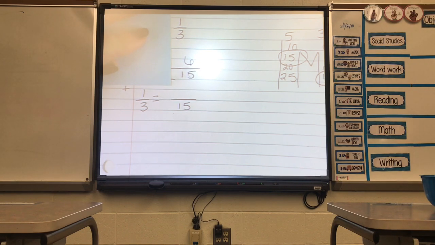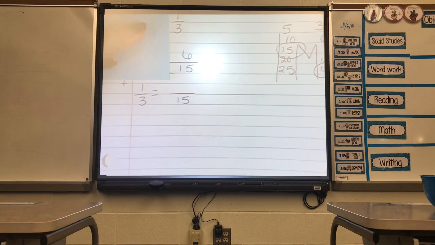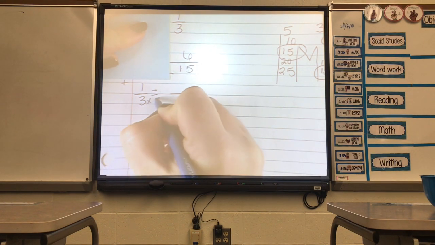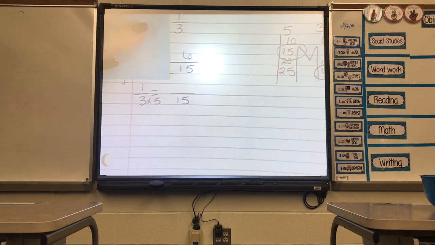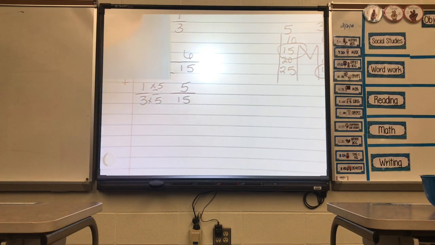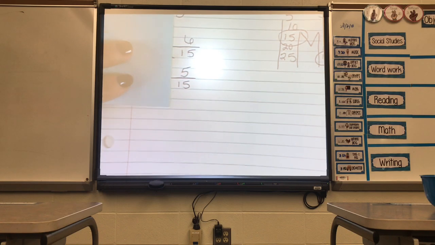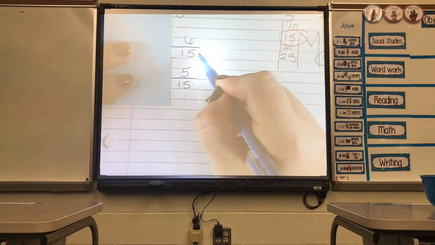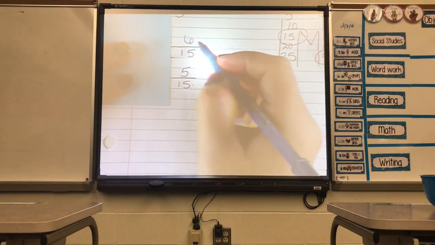So now step 6 says to multiply the second fraction, doing it the same way. So 3 times 5 is 15. So I need to do 1 times 5, and I get 5. Once again, this fraction is no longer what we are working with. Now I can add these fractions because I have a common denominator.